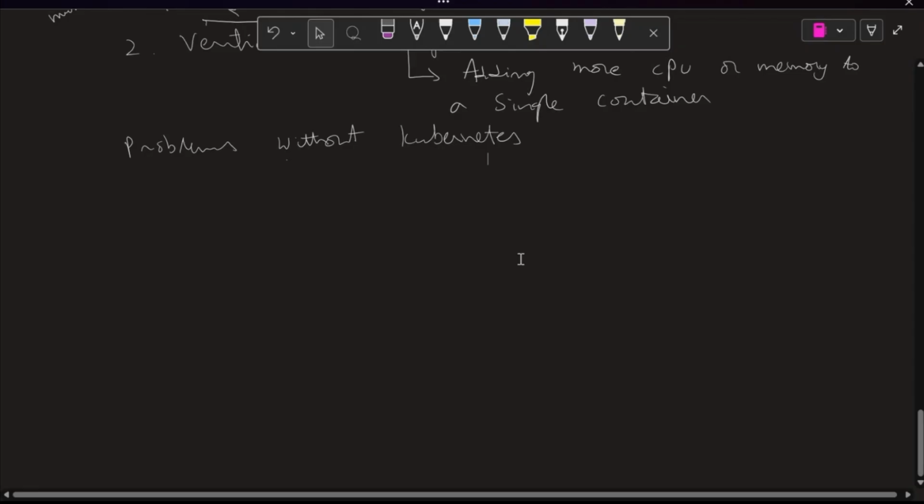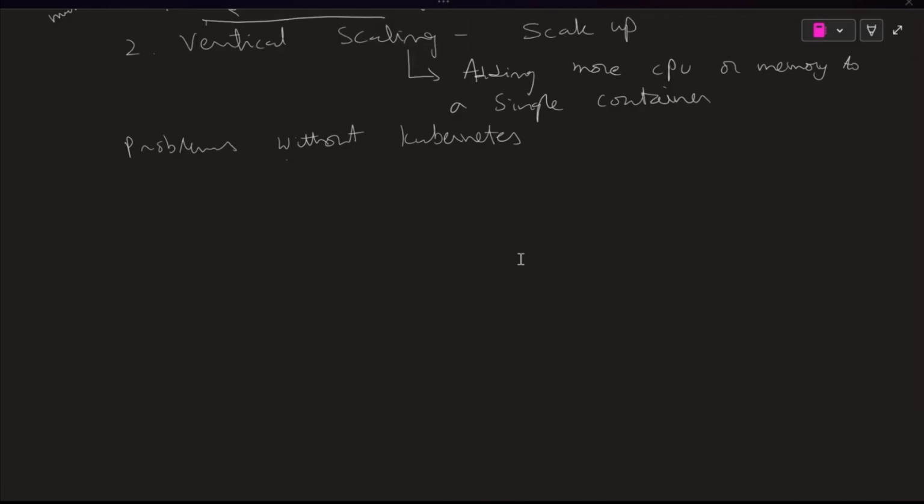What are the scaling problems without Kubernetes? Mostly, human intervention is required. By the time someone sees high CPU usage and scales up, the real users of your application have already experienced the slowness for several minutes. By the time you observe it and scale up the CPU or memory, it is a slow human reaction. The damage is already done.